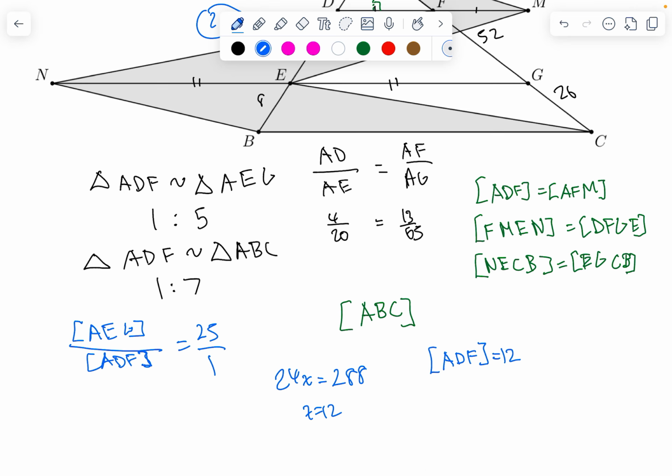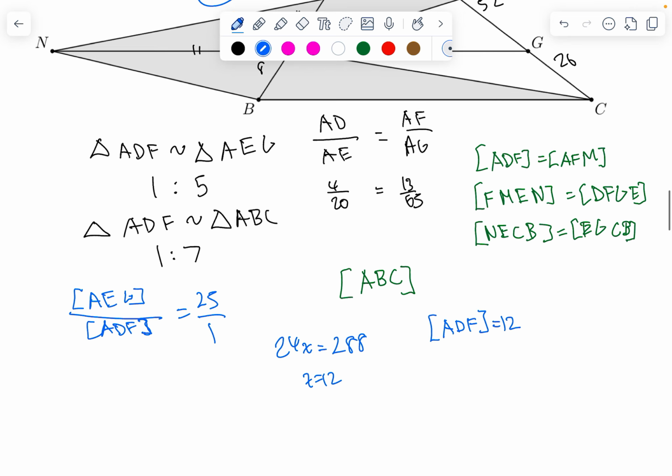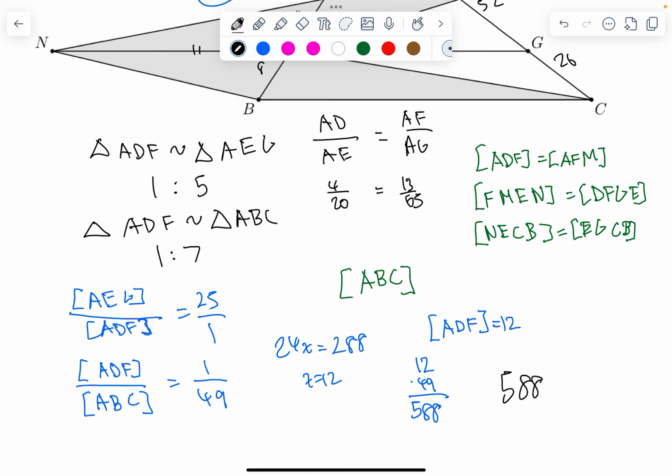Let's do an area proportion on ADF to ABC. If we know that the side lengths are in a ratio of 1 to 7, that means that the area is in a ratio of 1 to 49. And since we know that the area of ADF is 12, all we have to do is multiply by 49. So 12 times 49 is 588. 588 is the final answer to this problem.